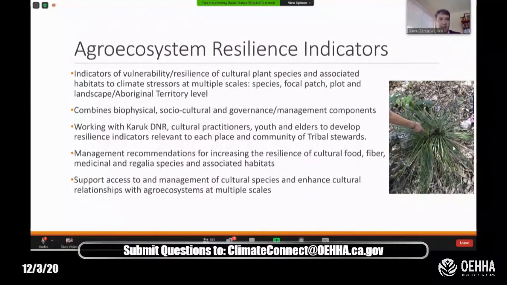The idea here is to blend Indigenous knowledge and best available science into climate monitoring protocols that are tailored to these sites so that they can be studied and managed by a small group of tribal land stewards who are really connected to those places and care about them and are likely to manage and study them going forward. At the end of the project, we'll be collectively making management recommendations to tribal and federal land managers for treatments that will increase the resilience of cultural food, fiber, medicinal, and regalia species and associated habitats to climate change, as well as to support and enhance cultural relationships with these agroecosystems at multiple scales.